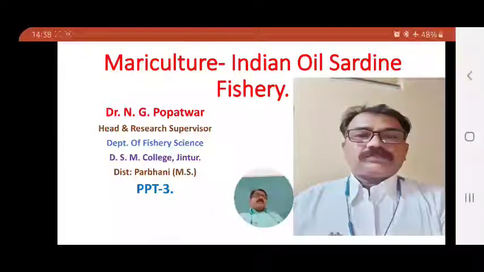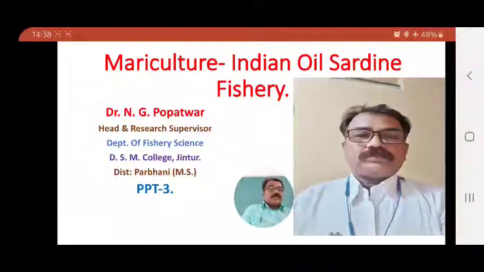Then the last point of the sardine fishery is the fishing, where these sardines are to be caught and captured. Fishing is important and essential. It is the main part.